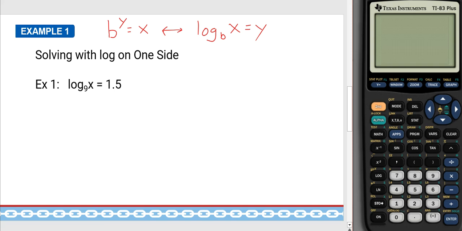And so looking at this first example here, we have a log only on one side, but the left side that contains the logarithm, log base 9 of x, I cannot evaluate that with the calculator or anything else. So the next thing I am going to look at is, will switching the form help me solve the problem?